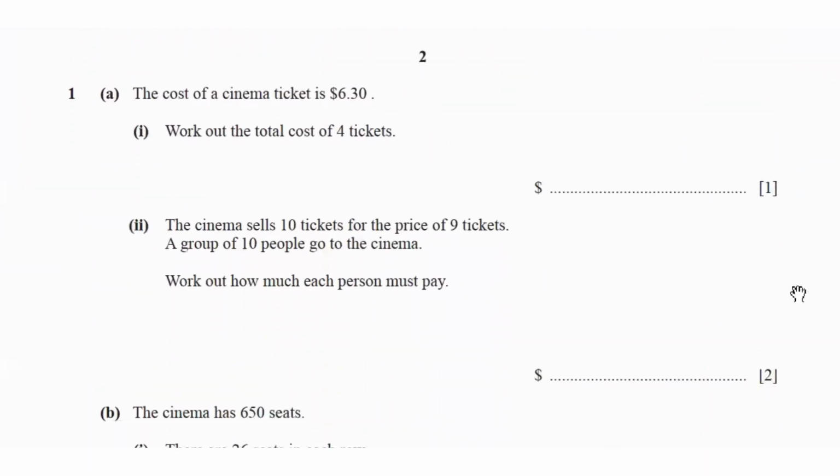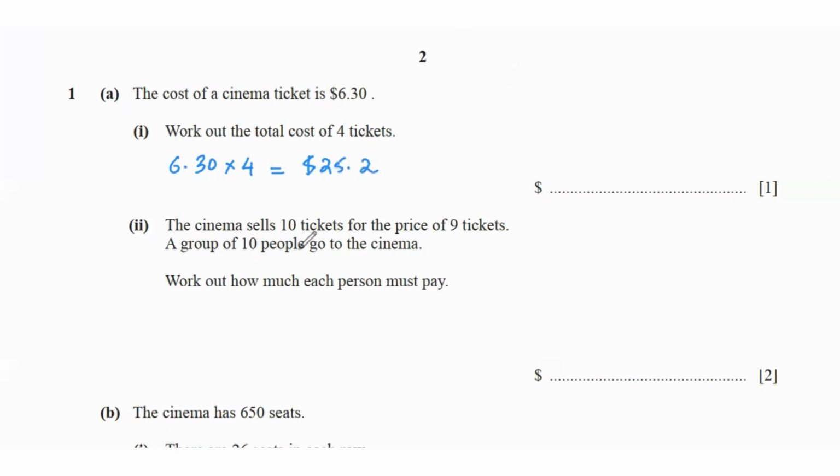Question number 1 says the cost of a cinema ticket is $6.30. Work out the total cost of 4 tickets. So easy, you just multiply 6.30 with 4 to find the total cost of 4 tickets. And that's going to be $25.2.